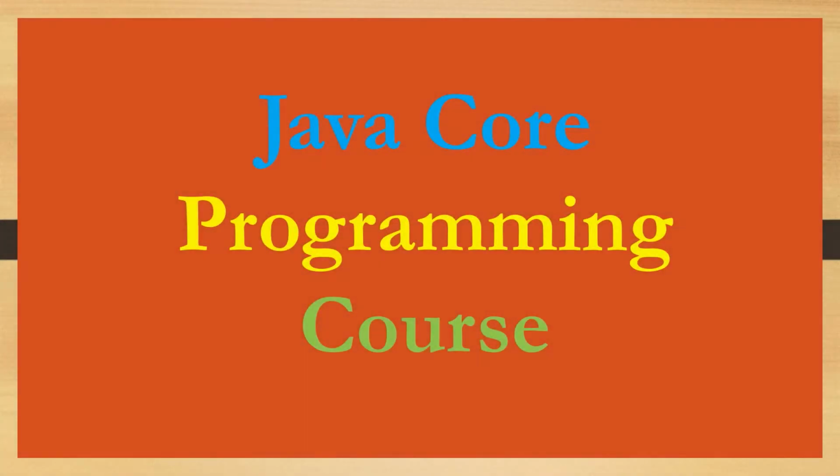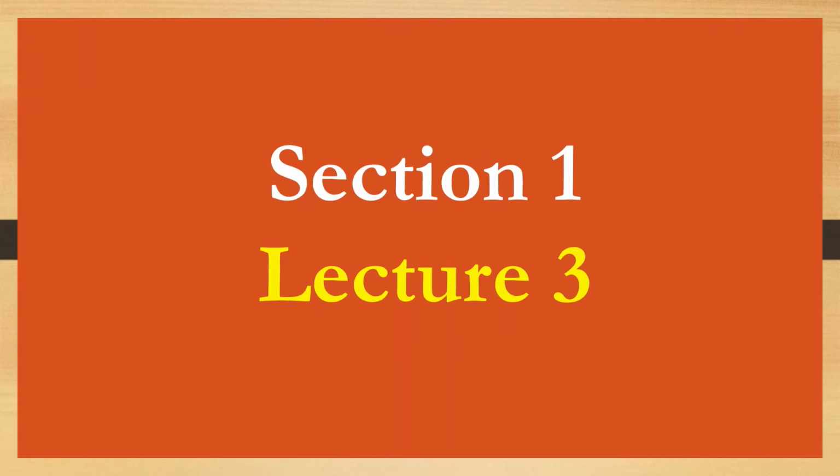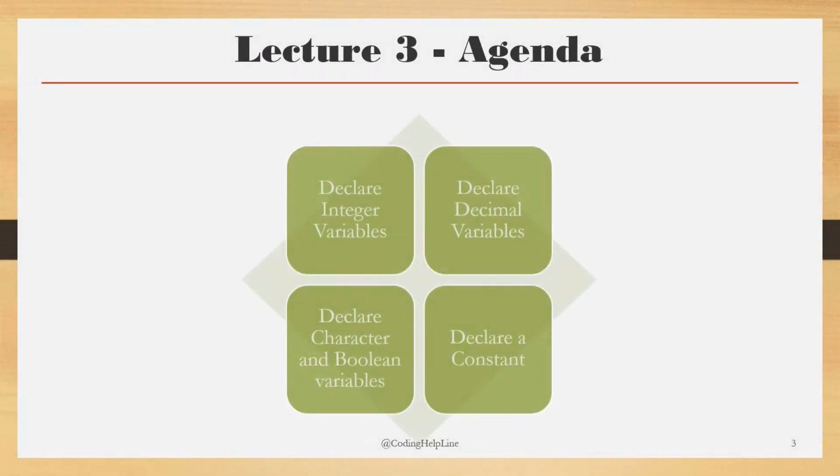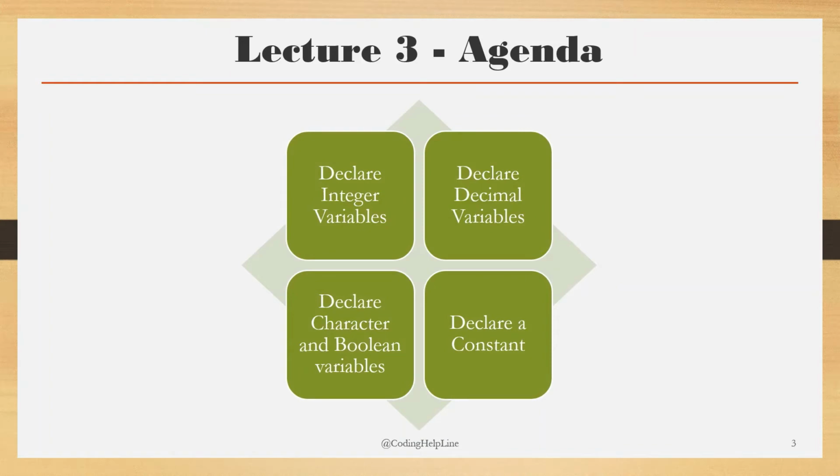Hello guys, welcome to the Java Core Programming course, Section 1, Lecture 3. In this lecture, we will discuss how to declare, initialize, and use different variables and constants. Lecture 3 agenda: declare integer variables, declare decimal variables, declare character and Boolean variables, and declare constants.